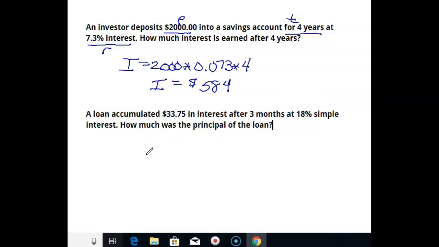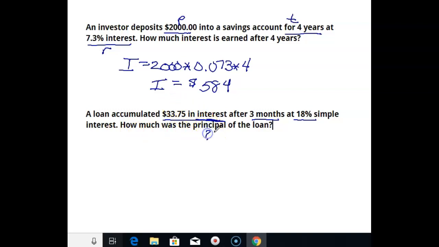Every once in a while, you're asked to figure out how much did you have to start with, or how much did you owe to start with, or something like that. Sometimes you'll have to subtract off because you won't know the interest. It'll tell you the total value of the loan. But in this case, we're not going to have to do that. So it says the loan accumulated $33.75 in interest. Notice that it says that's the interest. After 3 months, at 18% simple interest, how much was the principal of the loan?